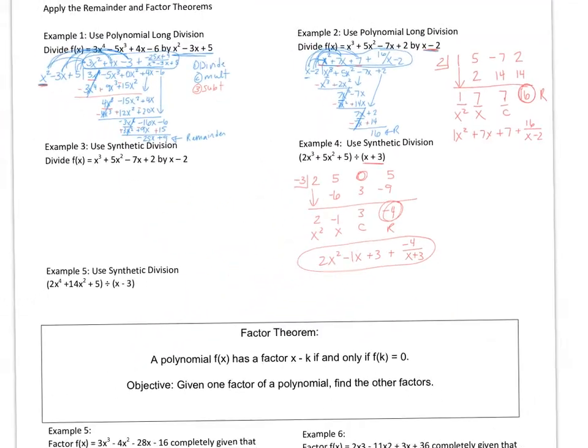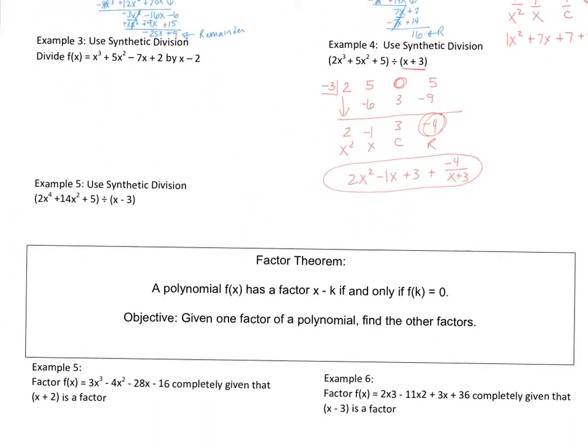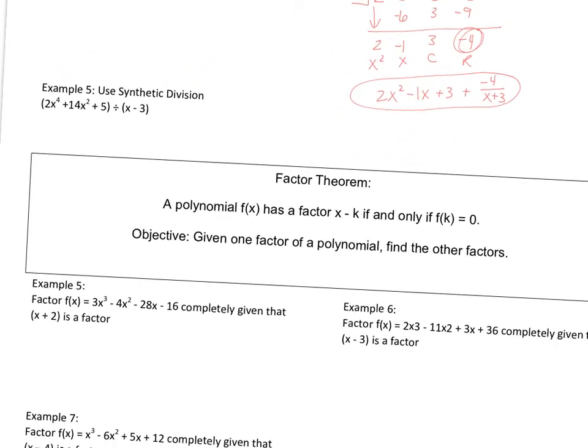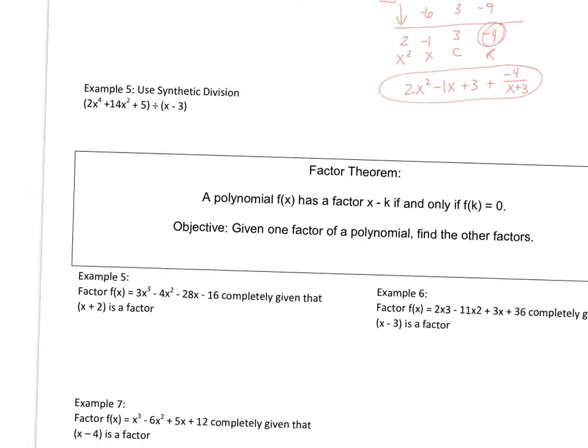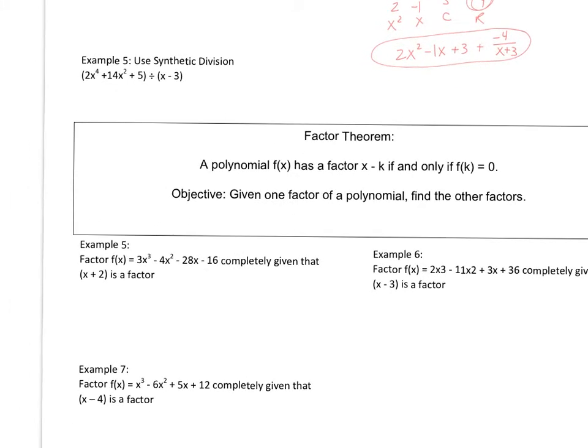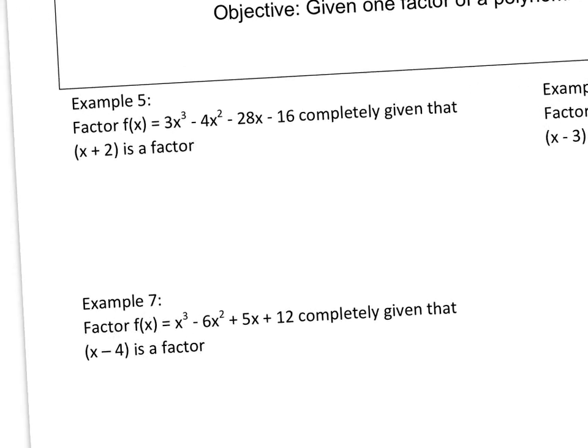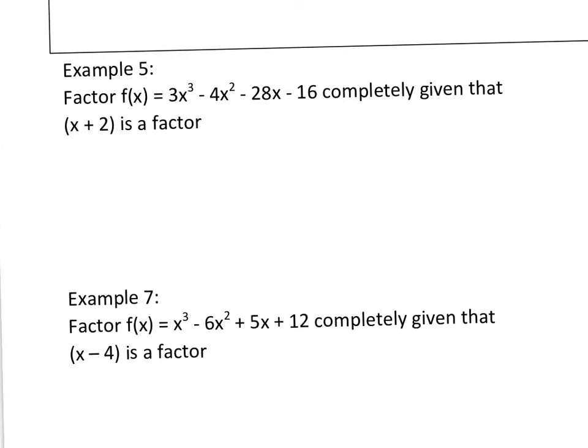Okay, so why do we even need to know this? Well, we have this thing called the factor theorem. A polynomial has a factor if and only if the remainder is 0. So when we're given one factor, we're going to find the other factors using the fact that the remainder is 0. So for instance, on example 5, it tells us x plus 2 is a factor, which means when we divide by x plus 2, we should get a remainder of 0. So we're going to do that.